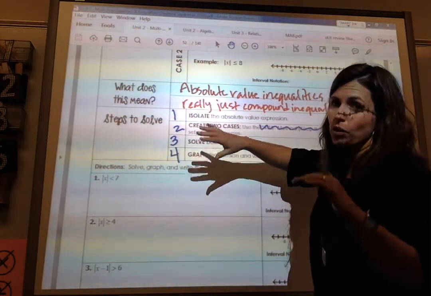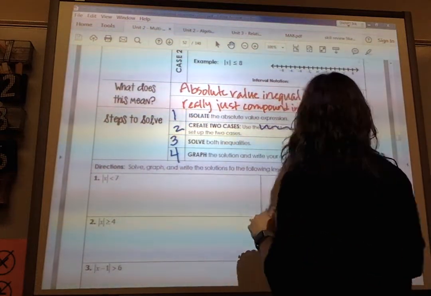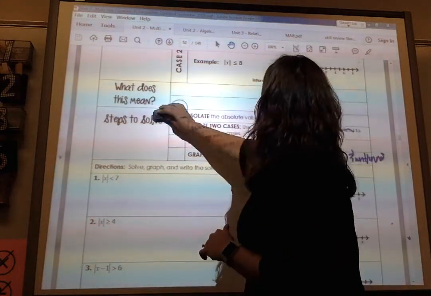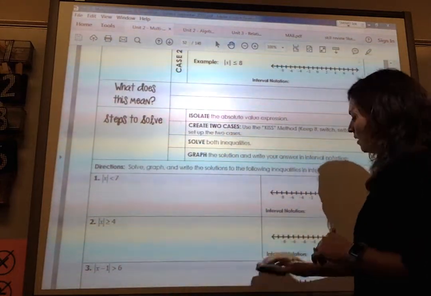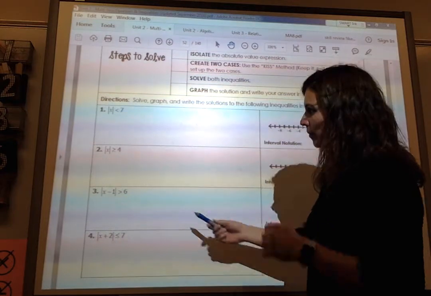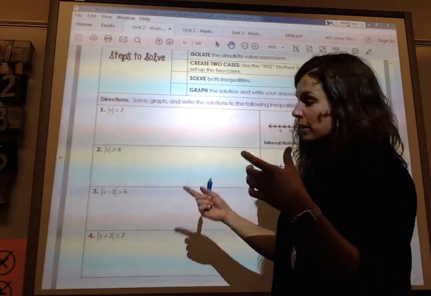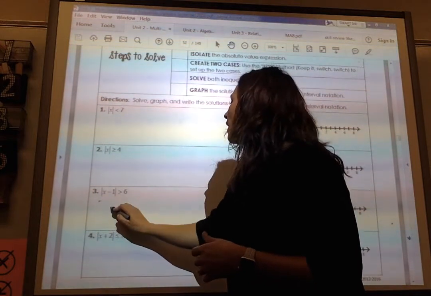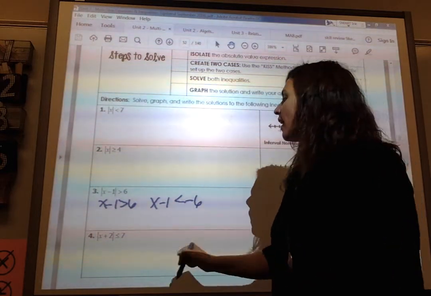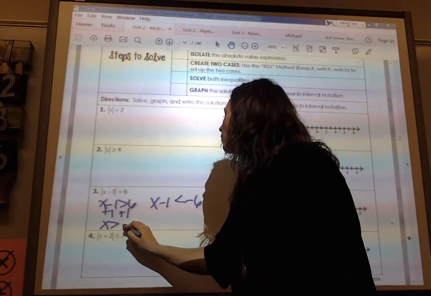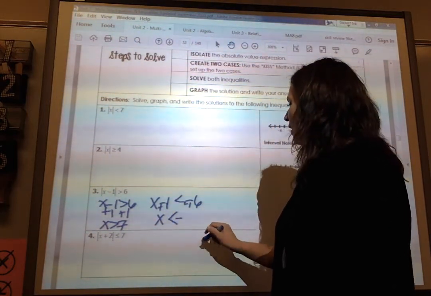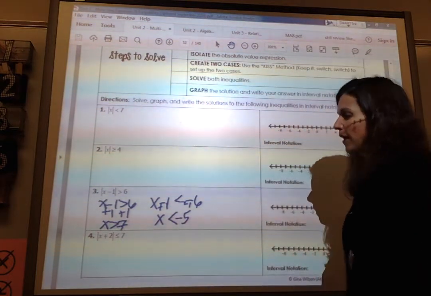Remember, when you're doing your homework and you're doing your notes, to go back and look at those steps. So let's do a couple together. We already did one as an example where it's just 1 inside. So let's take a look at number 3. When I look at number 3, my absolute value is already isolated. So now I'm going to put it into 2 groups. I have x minus 1 is greater than 6, and I have x minus 1 is less than negative 6. And now when I solve, I add 1, x is greater than 7, and x is less than, add 1, negative 5.